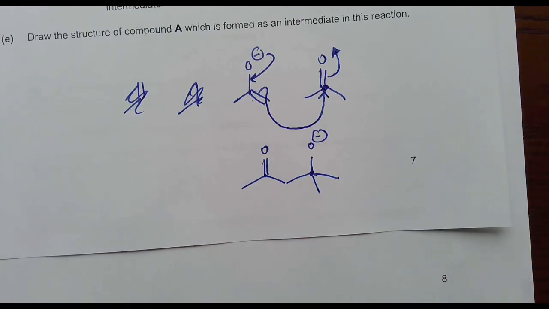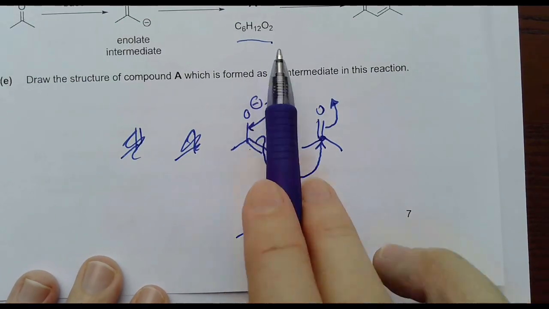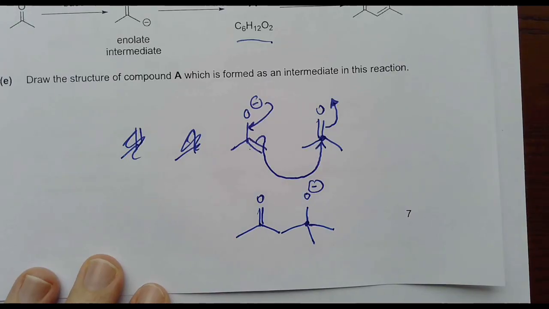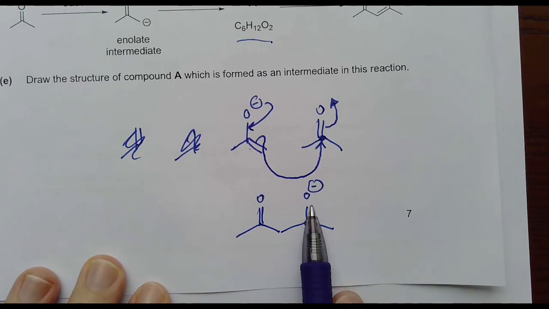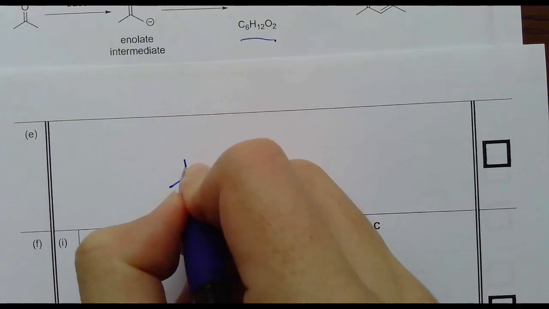Now, the formula of this is obviously not going to be C6H12O2. So this is then going to form an alcohol. It can't form a ketone because I've now got three carbons bonded here, so it's going to form an alcohol. So I'm going to get this product.